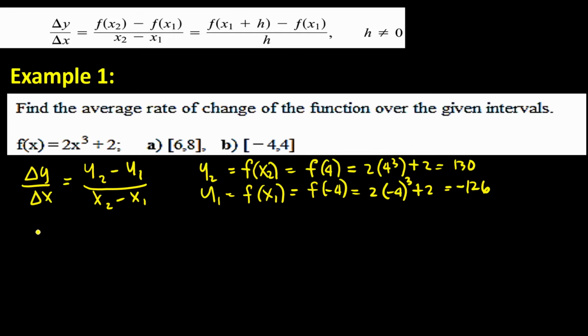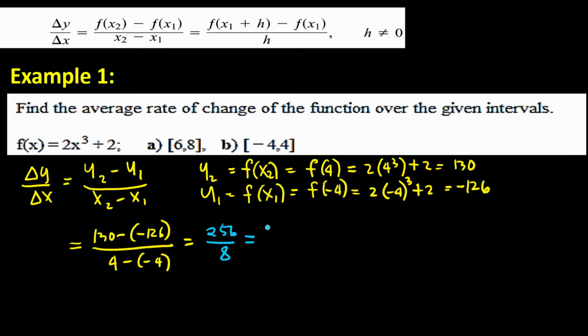All right, so now when we do our delta, this is equal to 130 minus negative 126 over 4 minus negative 4. So this whole thing would be equal to 256 over 8, and the slope is 32, when you do all the arithmetic there.